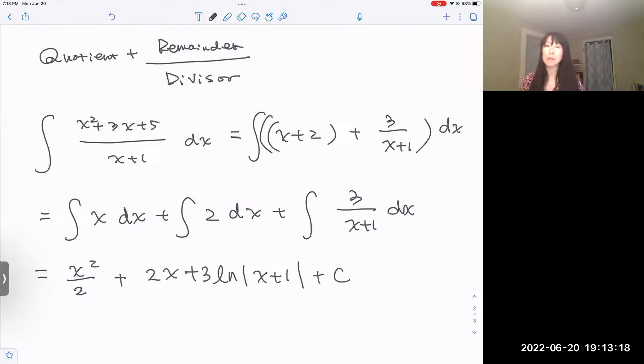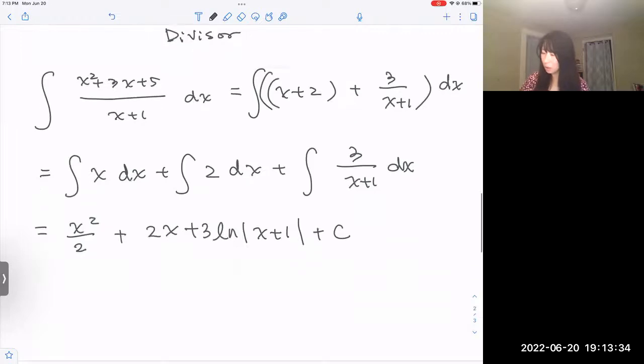All right. So in this case, the degree of numerator was greater than degree of the denominator, right? Now, let us focus on partial fraction decomposition technique. Okay, so we are learning that.